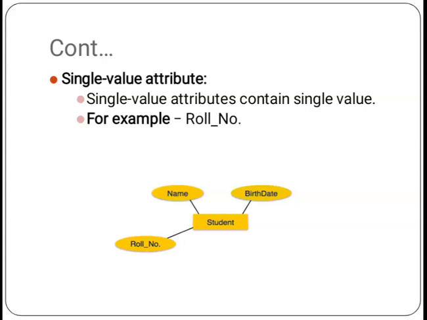Another one is the single value attribute. Single value attributes contain single values. For example, student roll number, because each student has only one roll number. That's why roll number is called a single value attribute of the student entity.